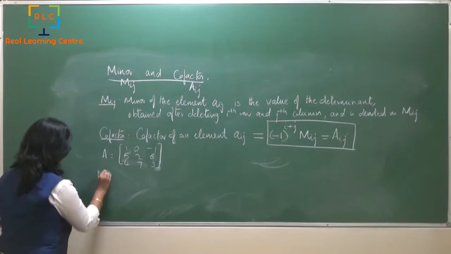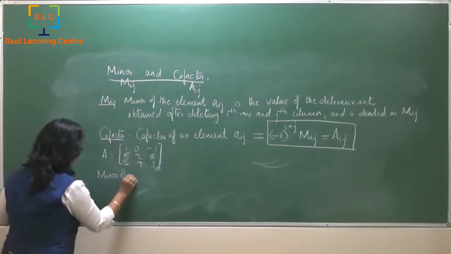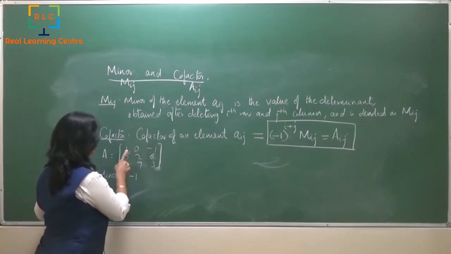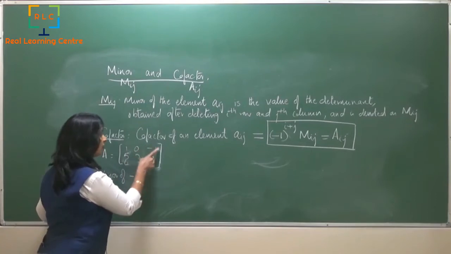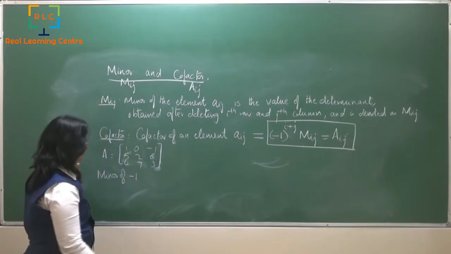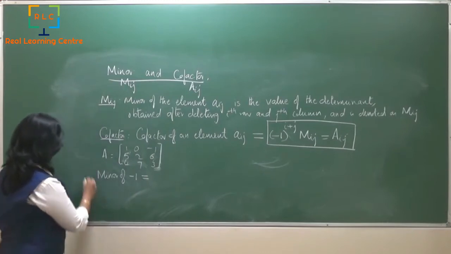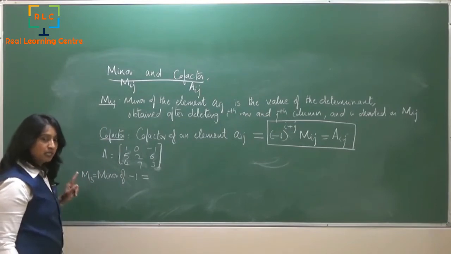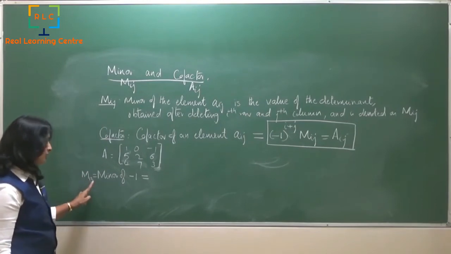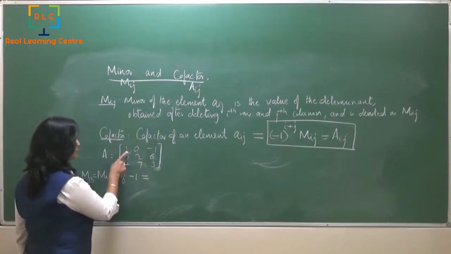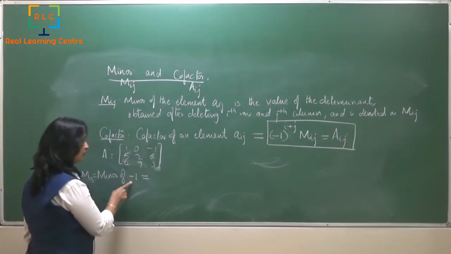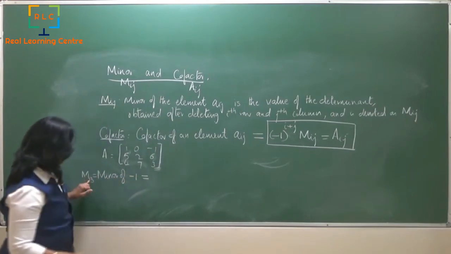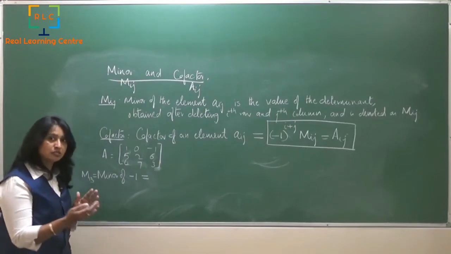So I will say the minor of minus 1. Minus 1 is in which place? Plus minus plus. This is in the place of A11, A12. This is in place of A13. Minor of minus 1 is equal to M13. So what do you mean by M13? Minor of the element present in the first row and third column. That is the minor of A13. A13 is this one. I want the minor of minus 1. How do you find the minor of minus 1? You delete the first row and the third column and for the remaining elements you take out the determinant.